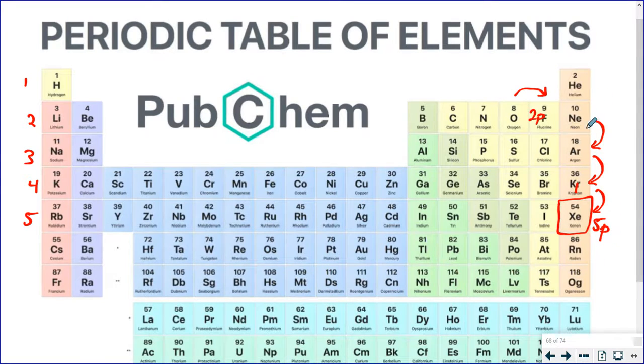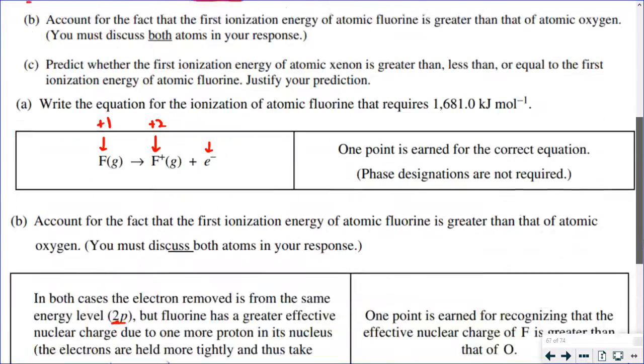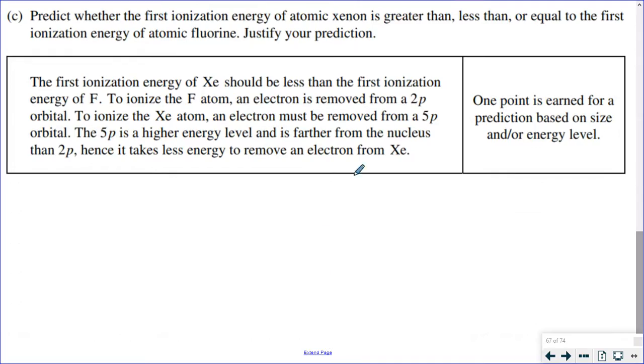So even though it has one more proton, it's 3 more shells farther from the nucleus, and we would expect that greater distance to make it easier to take the electron from xenon. So let's read their response here. They say the first ionization for xenon should be less than, that's what you need to say, less than the first ionization energy for fluorine.